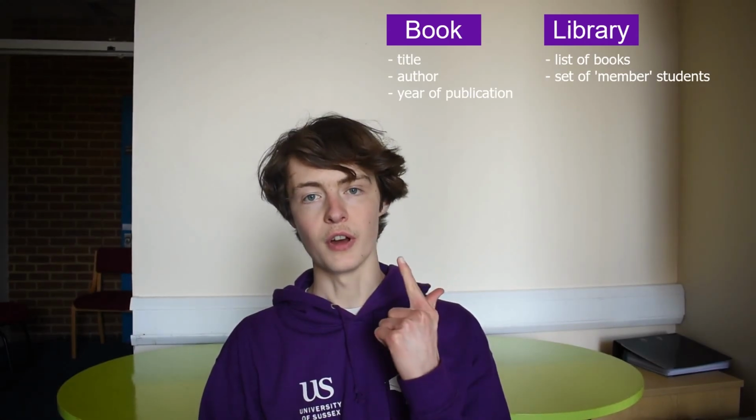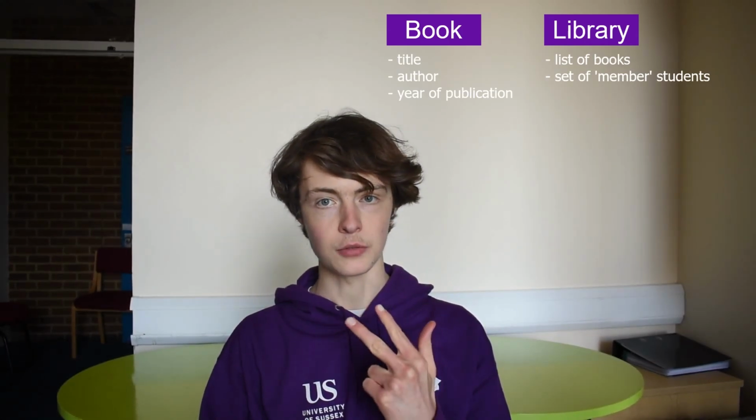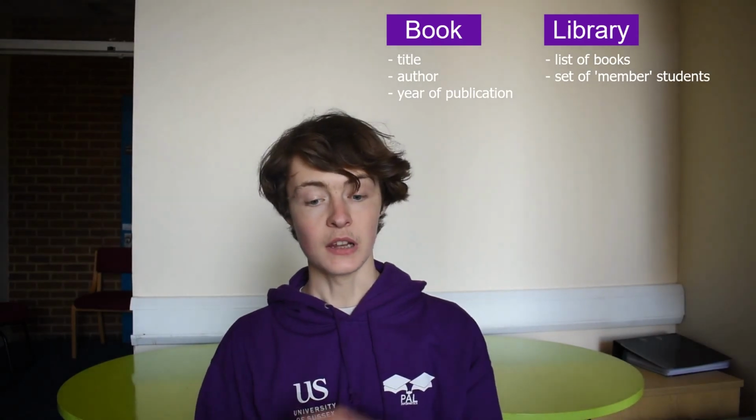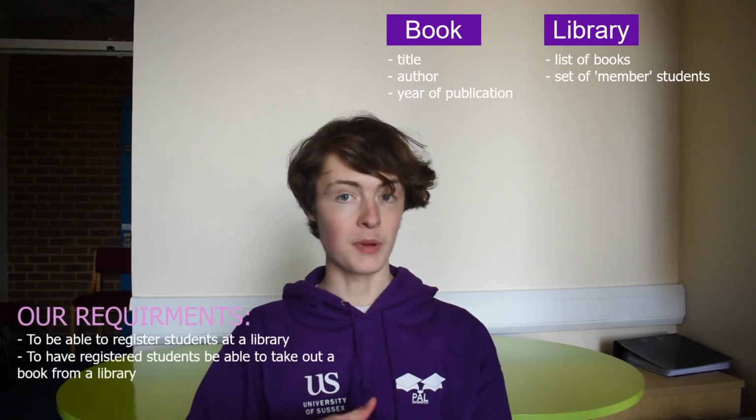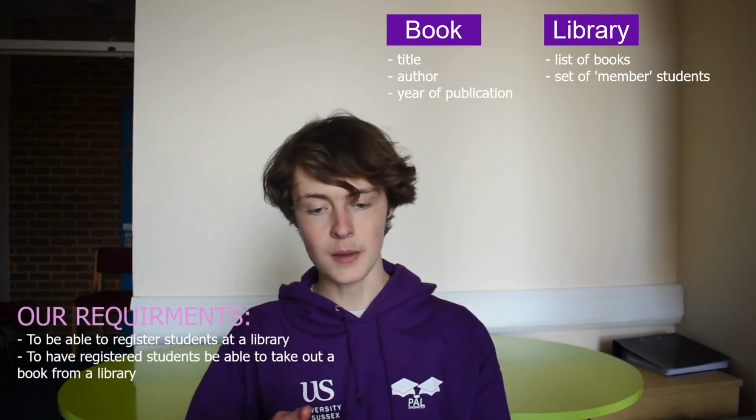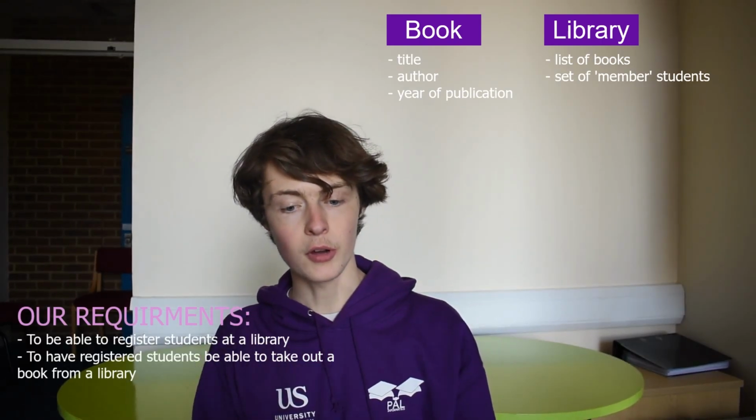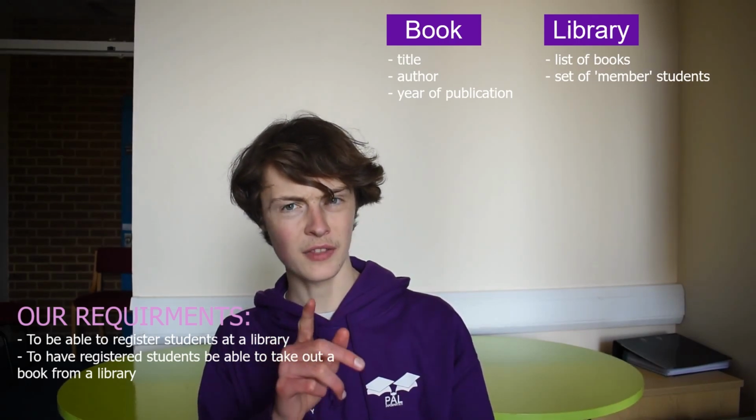Our books should have a title, an author, and a year of publication. Our library should have a list of books and a set of students who are members. We also want these classes to work together. We should be able to register students at a library, have students check out a book from a library, but only if they are registered.